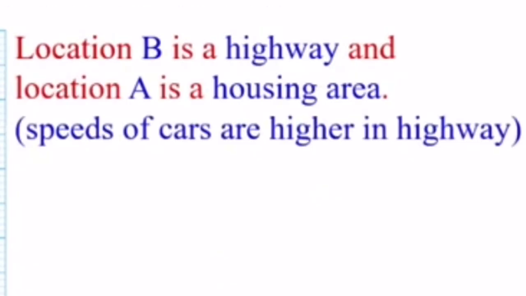So that is how you write your answer. Location B is a highway and location A is a housing area. Okay, and then you write the speed of the cars are higher on the highway.